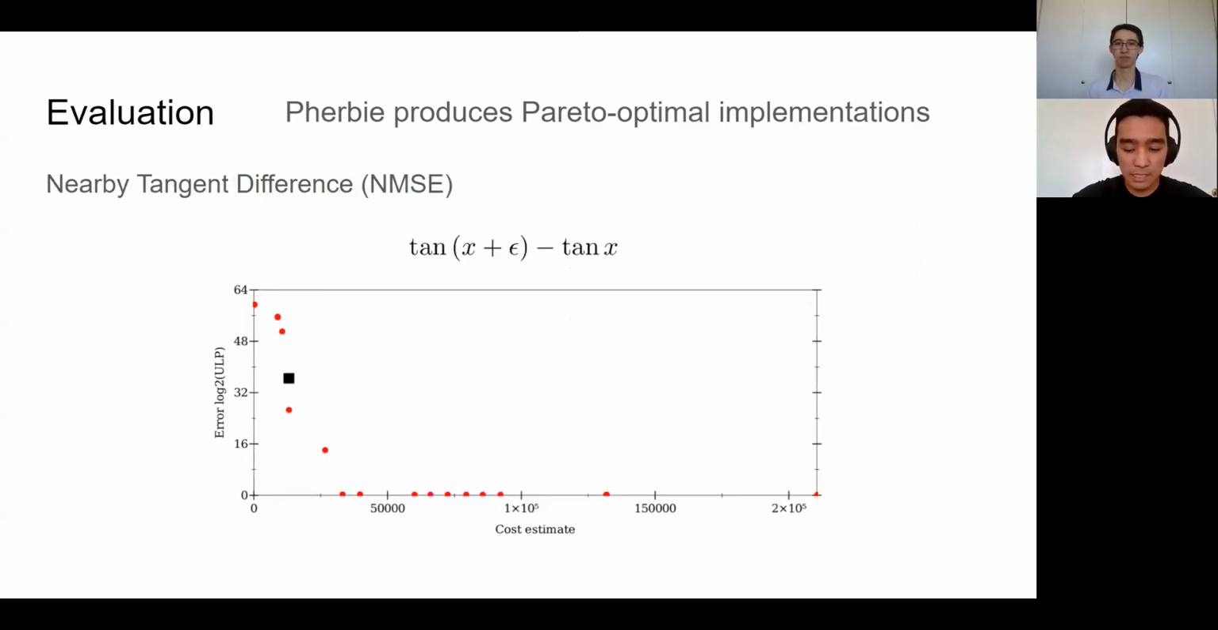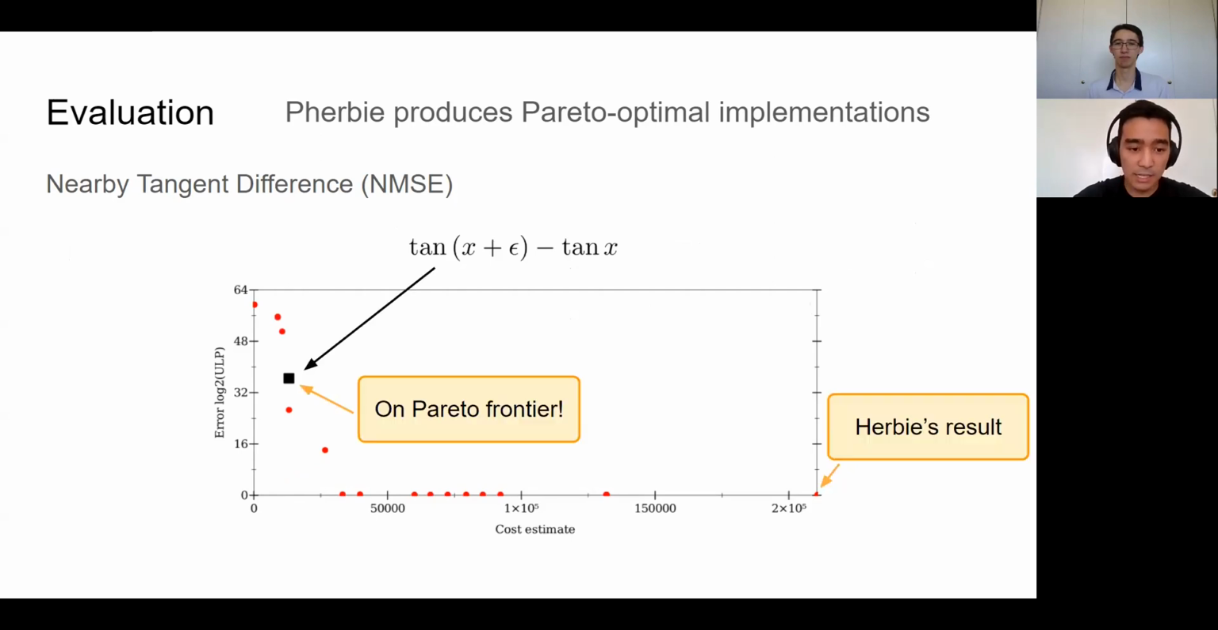Here's this other example, difference of tangents. And the interesting thing here is the starting expression is on the Pareto frontier. So if we want to decrease cost, we have to increase error dramatically. And if we want to decrease error, we got to increase costs. And once again, look where Herbie's result is. And clearly, Pherbie finds better implementations.